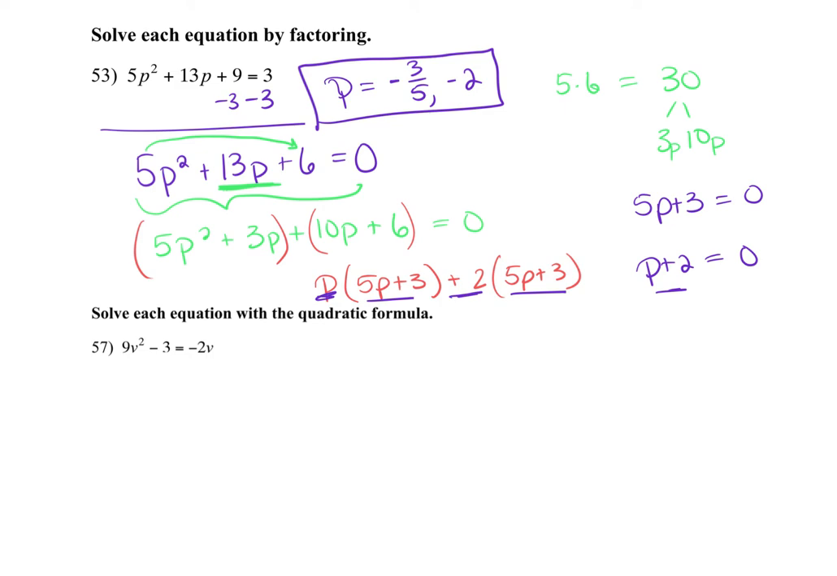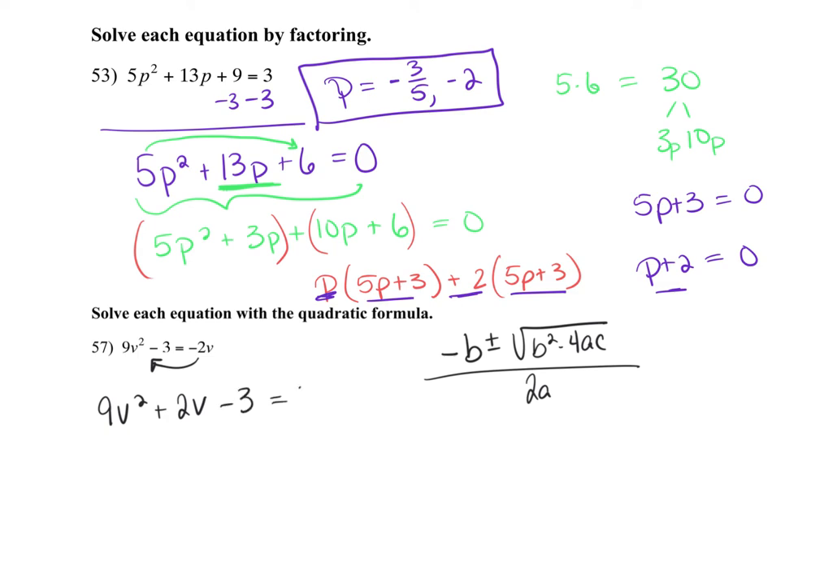So that's a factoring method that we've done in the past, right? Multiply across, factor by grouping. The other way that we solved quadratics was the quadratic formula. Very important that you know the quadratic formula. Negative b plus or minus the square root of b squared minus 4ac, the whole thing over 2a. It also has to be equal to 0 and in standard form, okay? So that means move that 2v over. You have 9v squared plus 2v minus 3.